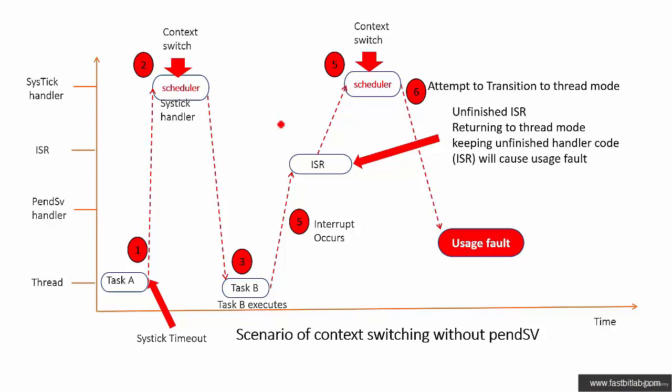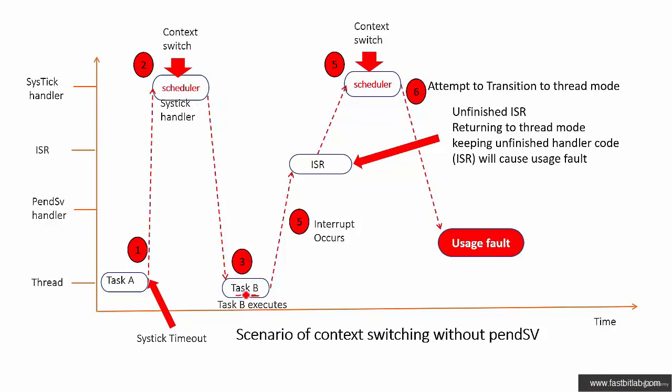This slide explains the scenario of context switching without PendSV. Let's say you have a task here. Task A is executing and SysTick timeout happens. The SysTick handler runs. You do the context switch here itself. Of course, you can do that. When you do that, what happens? Task B is scheduled. You do all the scheduling, that is saving the context of task A and retrieving the context of task B, everything you do in this SysTick handler. If you do that, then task B resumes here.